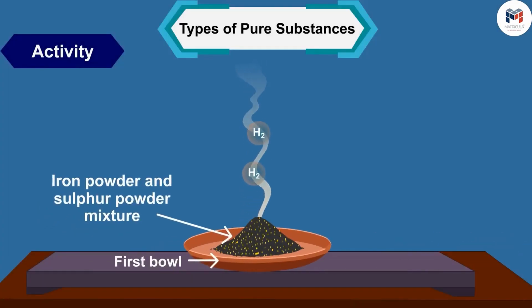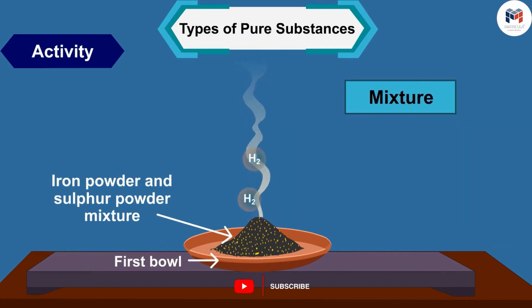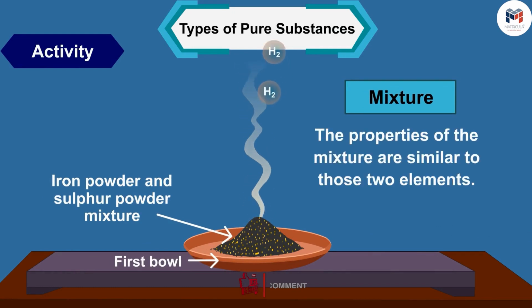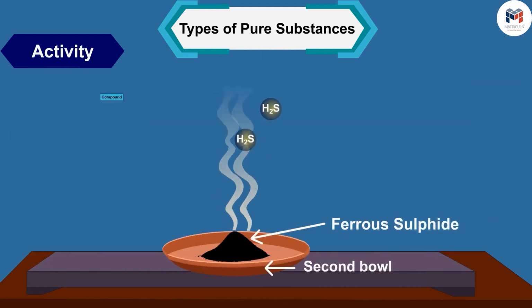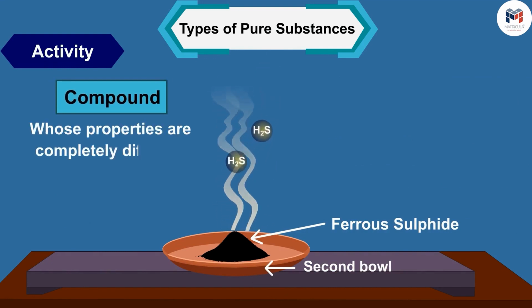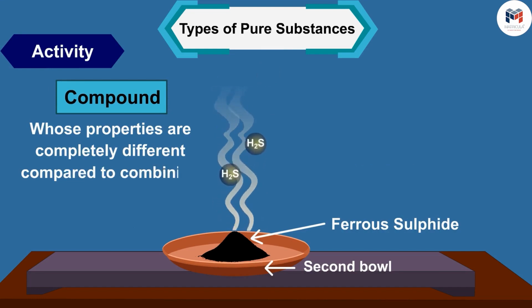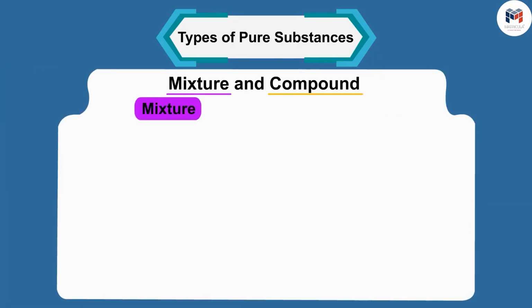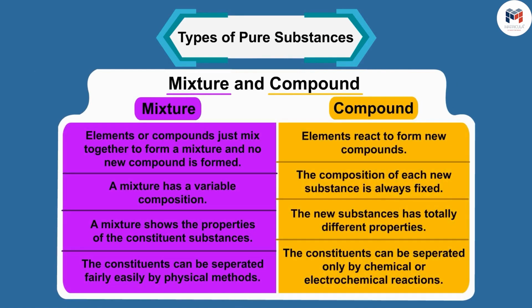The material obtained in cup 1 is two substances, a mixture of iron and sulfur. The properties of the mixture are similar to those two elements. The material obtained in cup 2 is a compound whose properties are completely different compared to the combining elements. In this table, you can see the difference between a mixture and a compound.